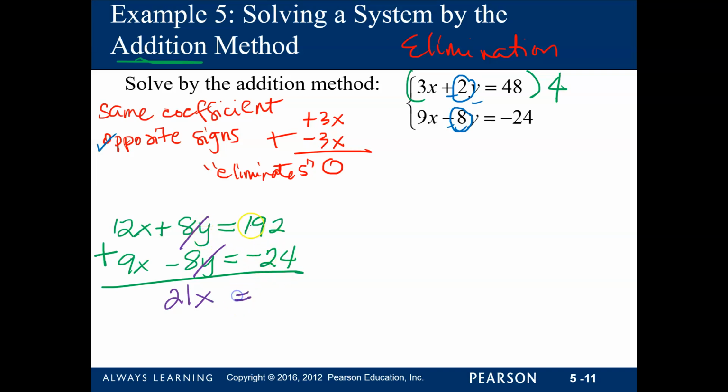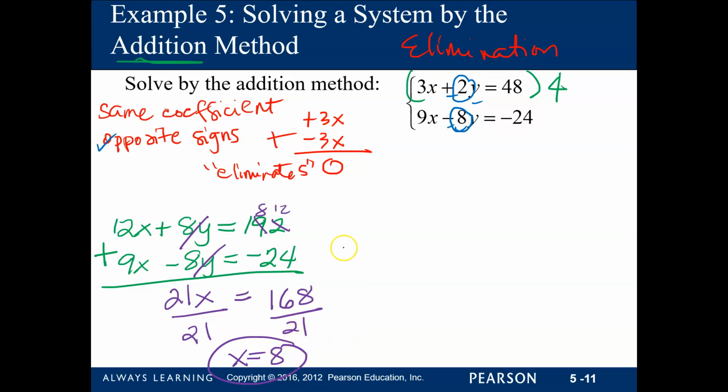And so this time, if you add this 192 and negative 24, basically you're subtracting. So this is going to be a 12, that's going to be an 8, this is going to be an 8, 8 and minus 2, that's going to be a 6. So that will be a negative 168. And then, if you solve for x, we divide this side by 21, we divide this side by 21, and x is now going to be equal to positive 8. Okay, 168 divided by 21, that's going to be an 8.